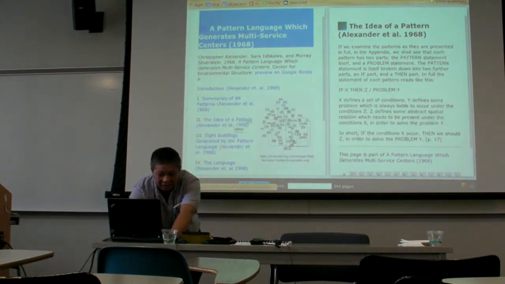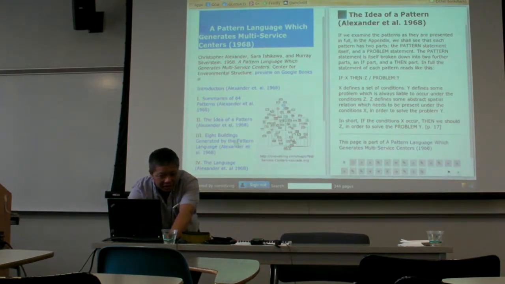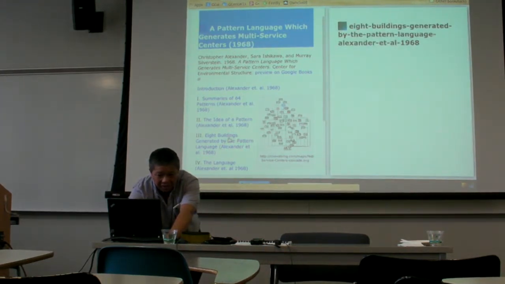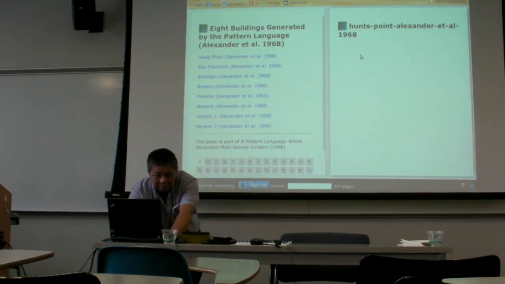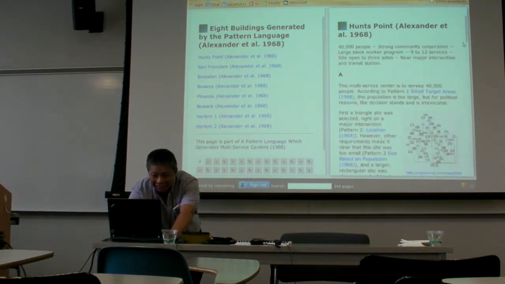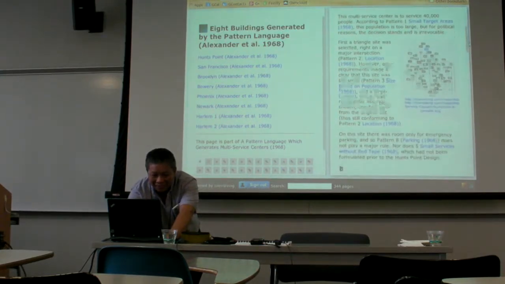Let's see. So that's the idea of a pattern. 8 buildings generated. And so he has Hunts Point... San Francisco, Berkeley. Let's look at Hunts Point. Maybe I should start paying for this website. This is a free website that I have this on.